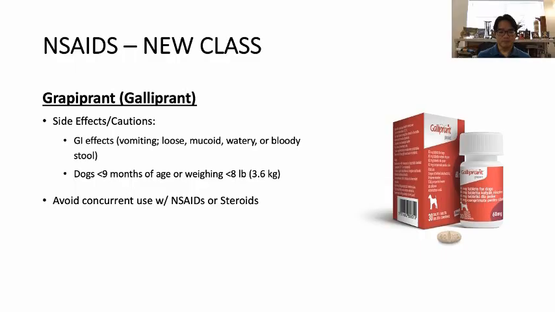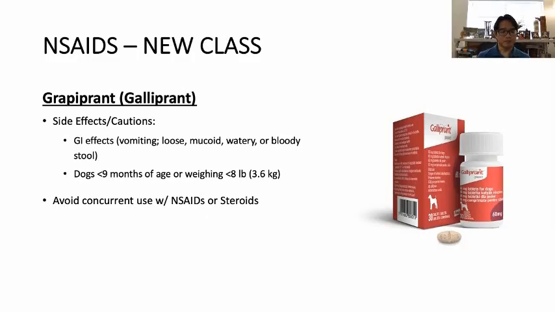But we usually don't worry that the GI side effect is caused by GI ulcerations. Most likely, what the company explained is that it could be because of irritation of the drug on the GI mucosa. If that is true, then this patient might need to take Galliprant with food so that it helps to prevent irritation and thus the side effects.